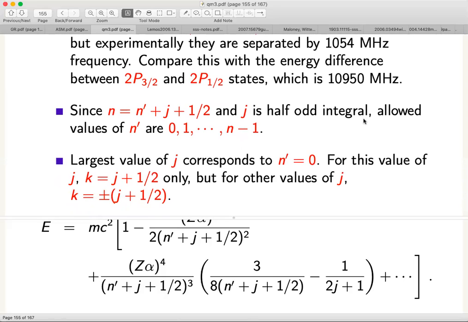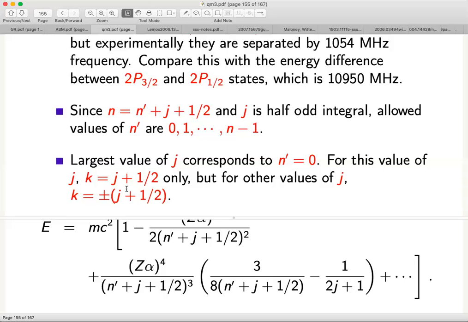So if you take the largest value of j plus half, or the largest value of j, that would of course soak up the principal quantum number completely. Corresponding to that, n prime would just be 0. Now for that case, you have only a one fold degeneracy, remember, because you get k, which is only j plus half. The other value for j that we could have obtained would not be accessible.